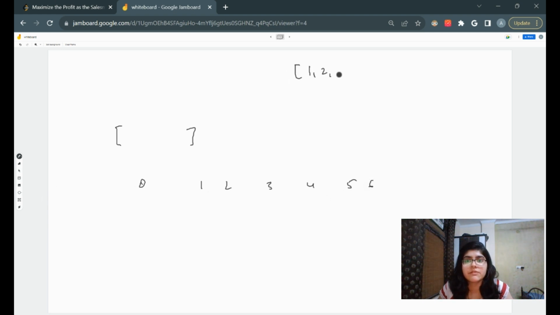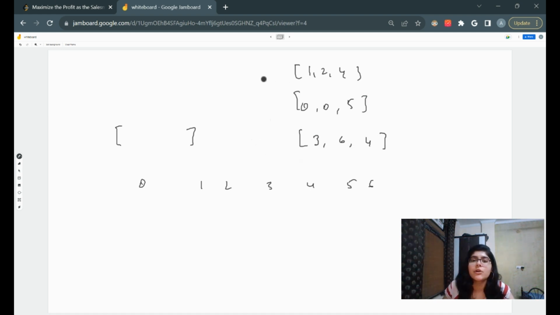Let's suppose I have some houses like 1 to 2 for a price of 4, and 0 to 0 for a price of 5, and 3 to 6 for a price of 4. Now, if I don't sort this particular list that I'm already given, I will directly start applying my DP algorithm from here. So I'll say, okay, I'll choose 1 to 2. And then I will move to 0 to 0.